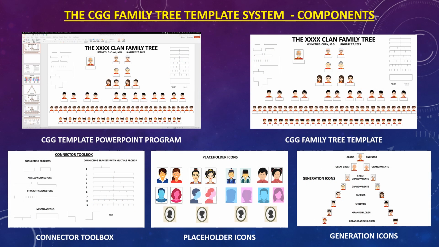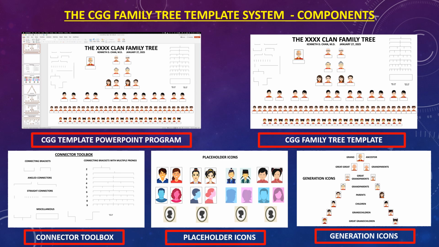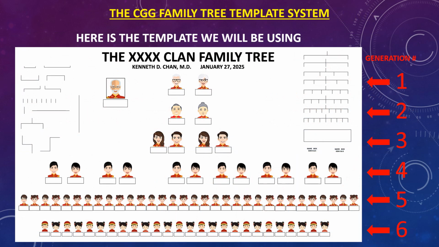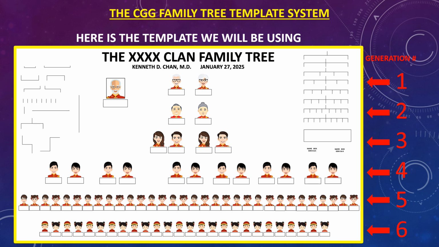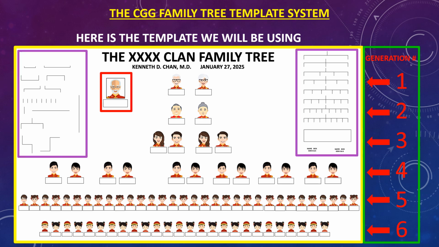The CGG Family Tree Template System Components: CGG Template PowerPoint Program, CGG Family Tree Template, Connector Toolbox, Placeholder Icons, Generation Icons. Here is the template we will be using. There are 6 rows of generational icons, and a grand ancestor icon. Connecting lines and brackets have been included on the template for easier copying and pasting.